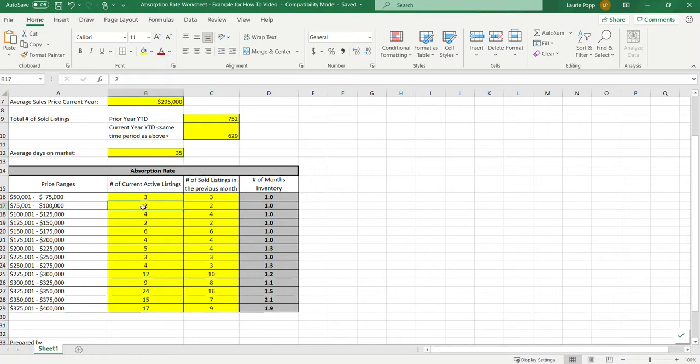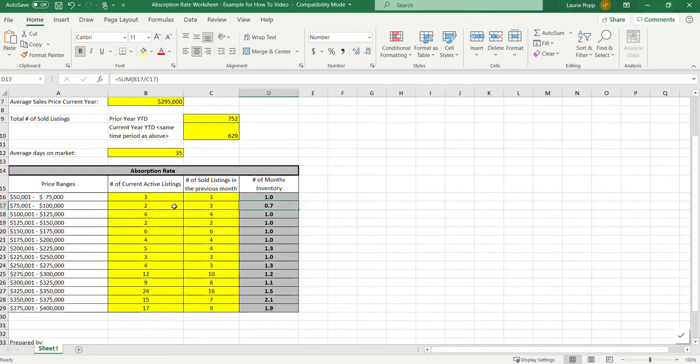So every time I put in a number here, this last column will automatically calculate. So let's say I actually had 3 homes go on the market. Now you see I have less than a month of inventory. We have 0.7. So this calculation can handle negative numbers if you have more solds than you do current active listings.